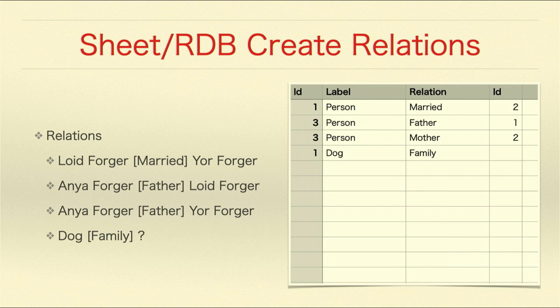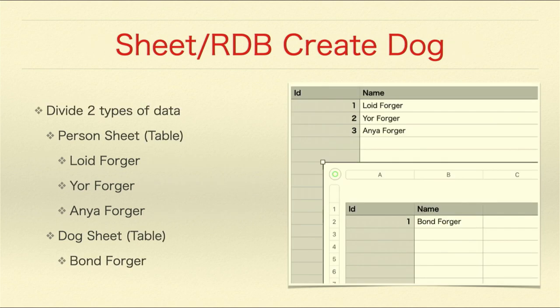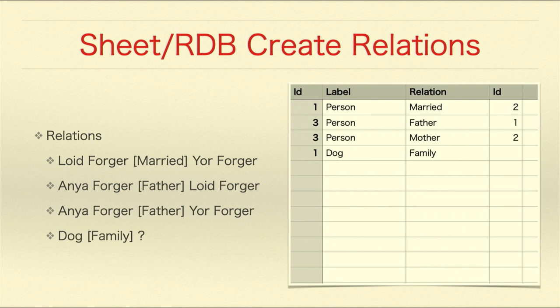It's really easy to create this data, but it's really difficult to create a relationship, okay? You can pick up ID and label and put it into a relation name, married or father or mother or family or something. It's really difficult.